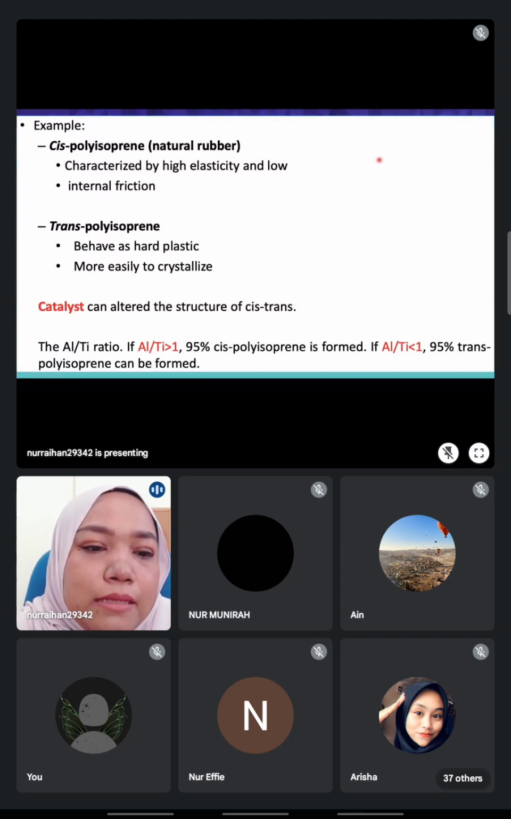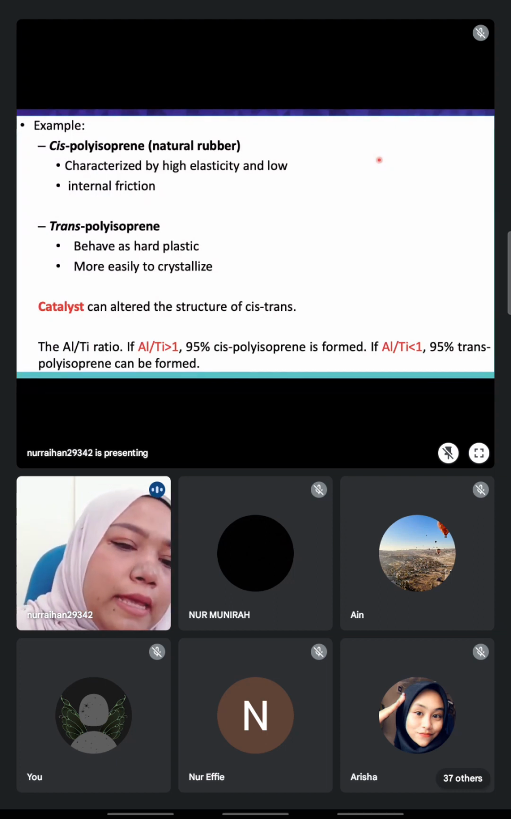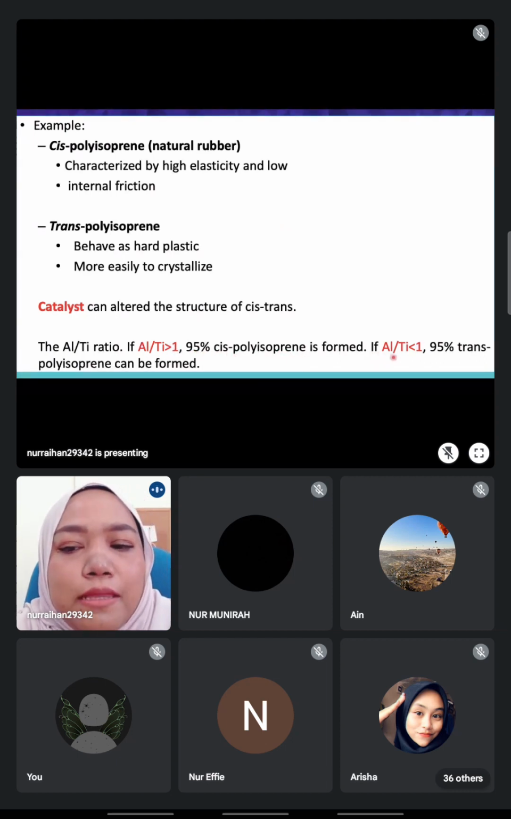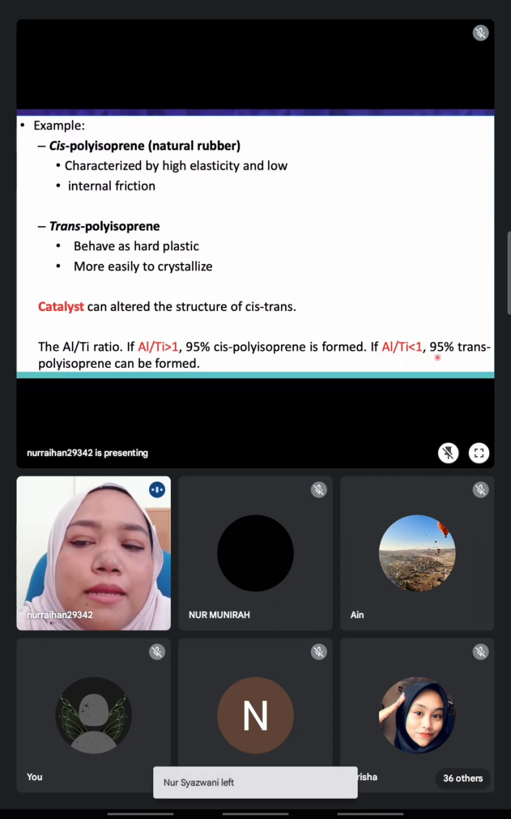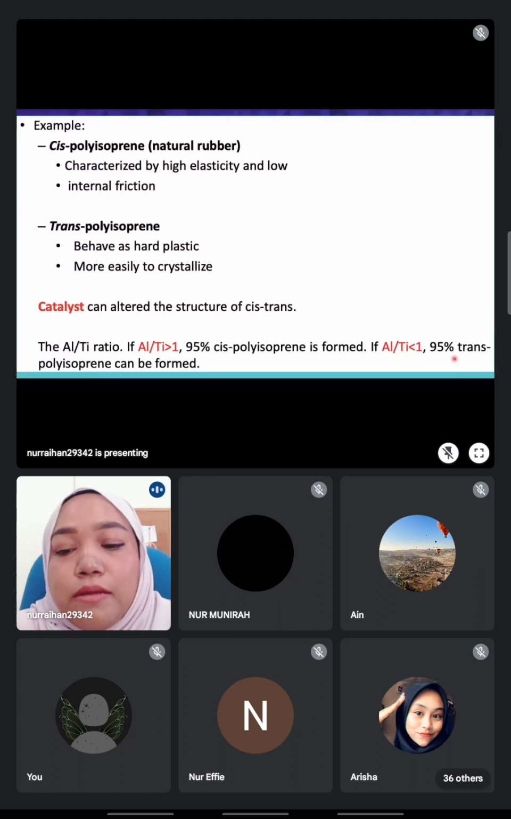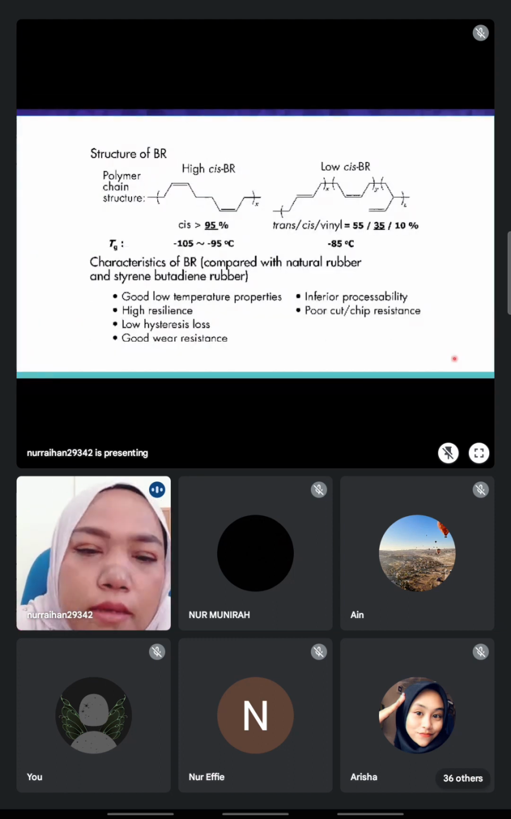These properties can be altered by using the catalyst between the aluminium and titanium. Okay. So let's say if the catalyst is more than 95% of the cis polyisoprene is formed. Meanwhile, if the catalyst is less than 1, the 95% of trans polyisoprene can be formed. Okay, so this catalyst will affect the amount of the cis and also the trans in the polyisoprene. Okay, ini adalah butadiene rubber macam saya mention tadi.